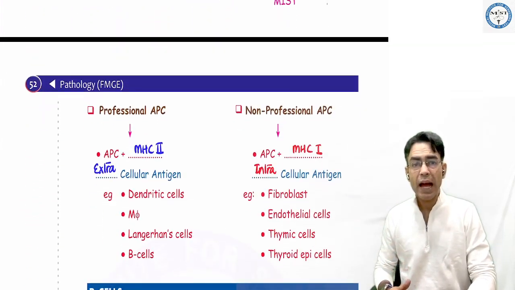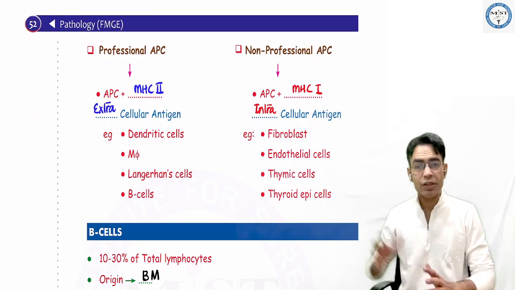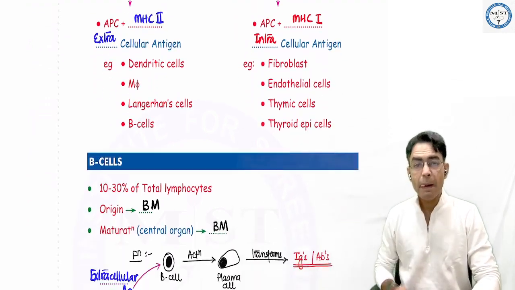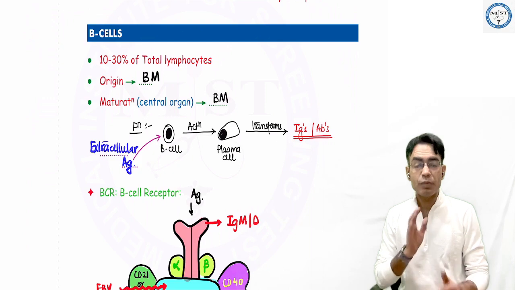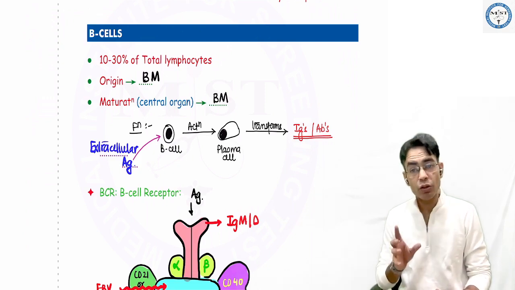Then we have the professional and the non-professional APC. मैंने आपको अभी बताया ये क्या है. B cells, they are 10 to 30% of total lymphocytes. The origin of it is bone marrow. The maturation organ is also bone marrow.